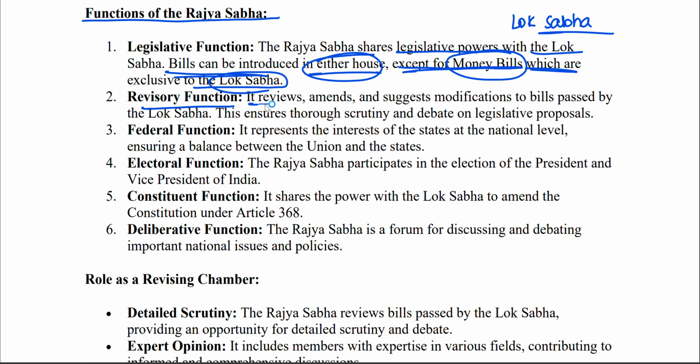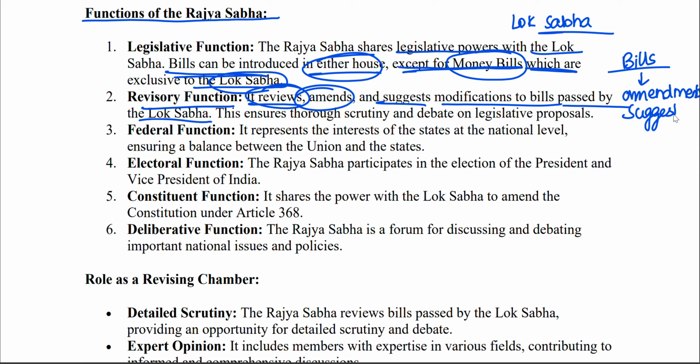Revisory function. It reviews, amends and suggests modifications to the bills passed by the Lok Sabha. We have a bill and the bill has any amendments or suggestions made by Rajya Sabha. Amendments or suggestions are made by the Rajya Sabha and are passed by the Lok Sabha. This ensures thorough scrutiny and debate on legislative proposals.